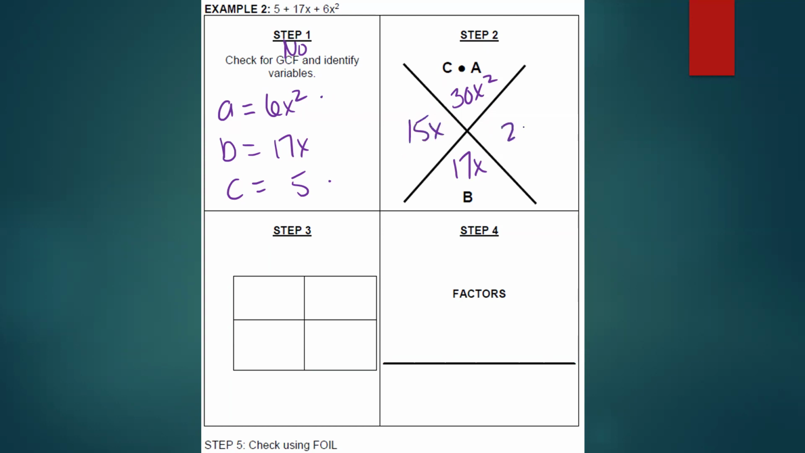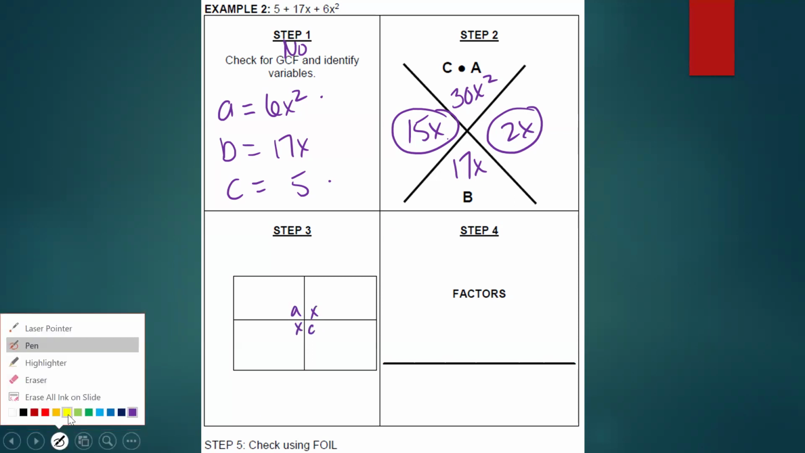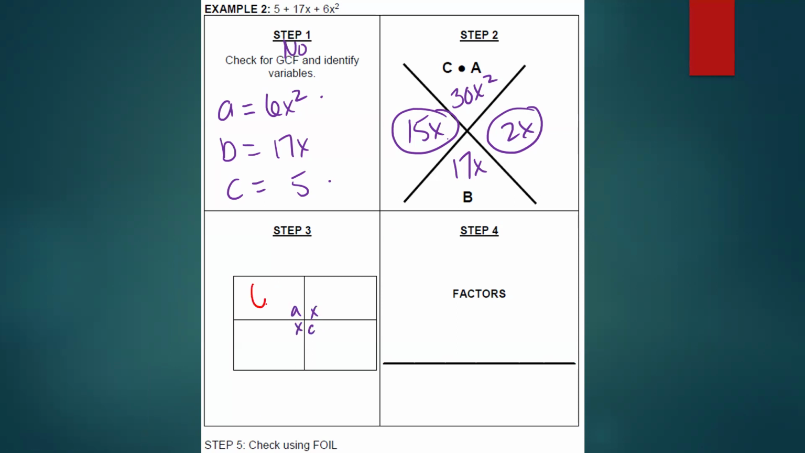Perfect. 15x and 2x. And I double check myself. 15 plus 2 is 17. 15 times 2 is 30. So in my box, it's your A, your C, your x, and your x. So A is 6x squared. C is 5. And I have 15x and 2x. Remember, you're doing greatest common factor. It doesn't matter which one you write in the boxes.